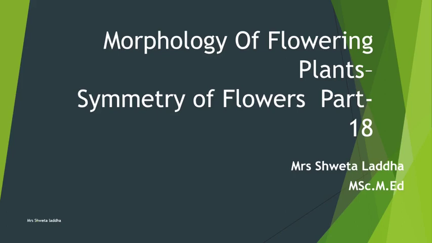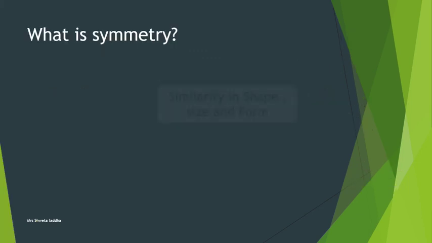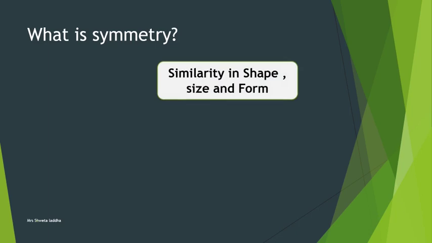Hello students, let us start with part 18 of chapter Morphology of Flowering Plants. In this part, we are going to study about symmetry of flowers. So what is symmetry? Symmetry can be defined as similarity in shape, size and form of any object.